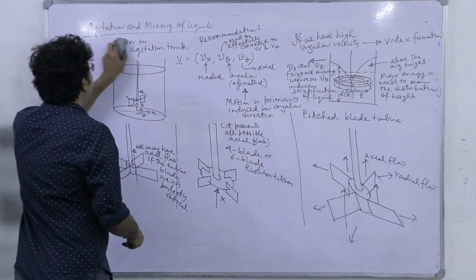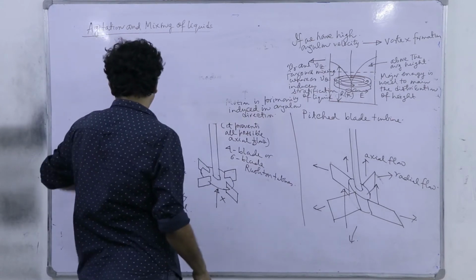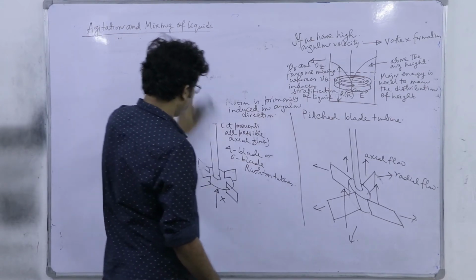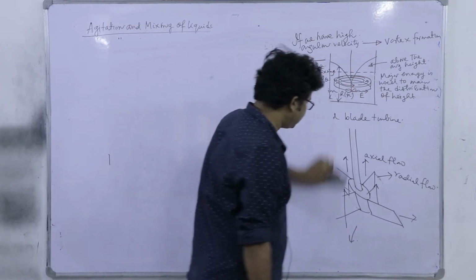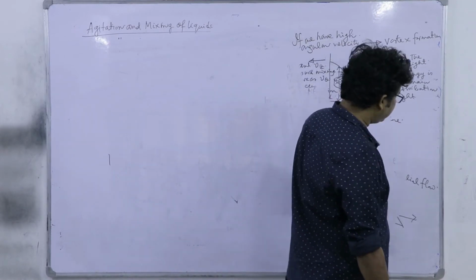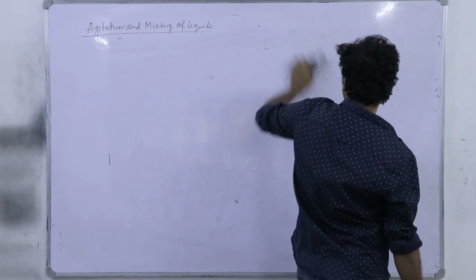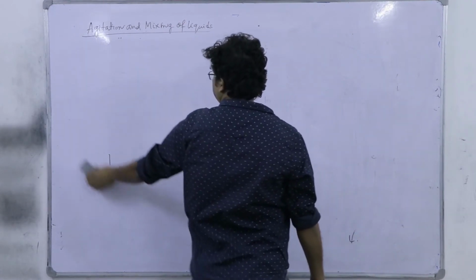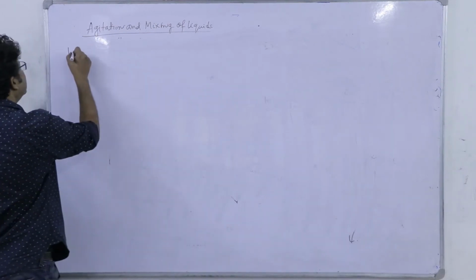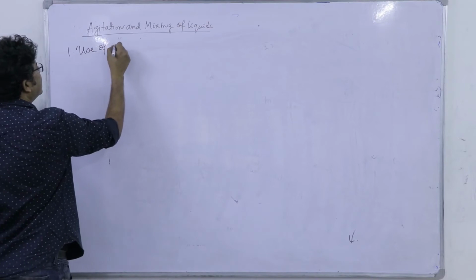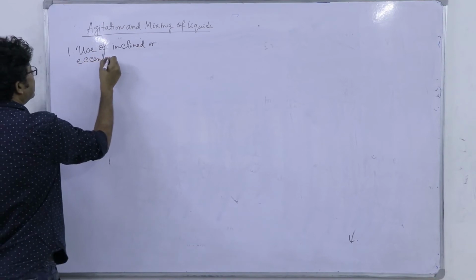So for that there are three specific engineering solutions to this problem. We have to eliminate the vortices and the vortex being formed, and we have to convert this increased V theta, which is because of the circulatory motion of this impeller, more to VR and Vz. The first one is the use of an inclined or eccentric stirrer.